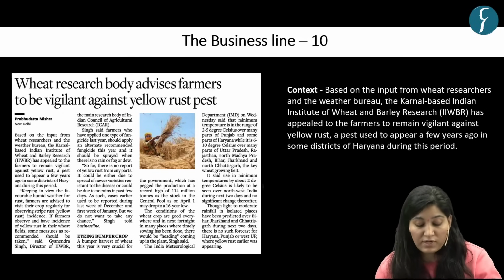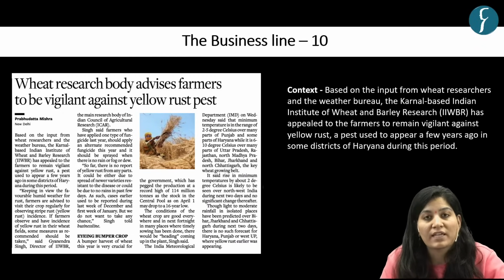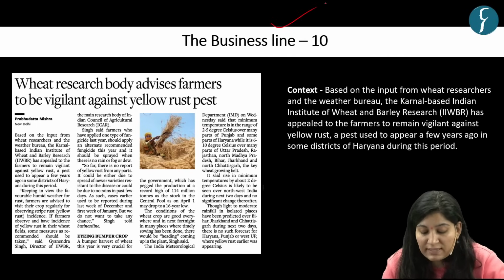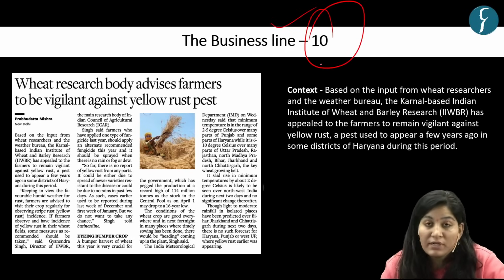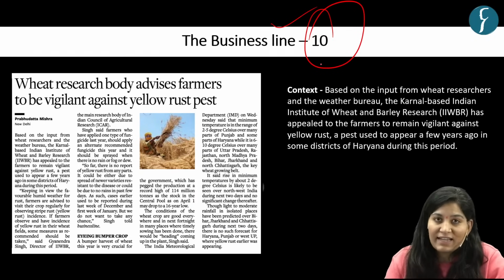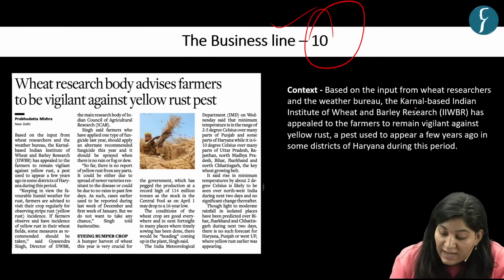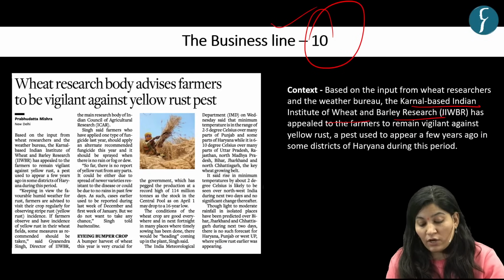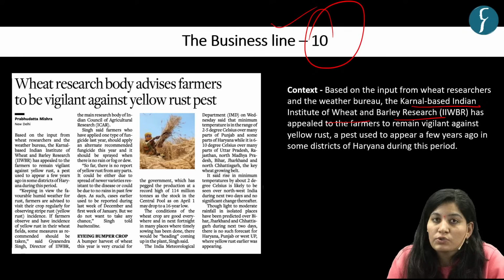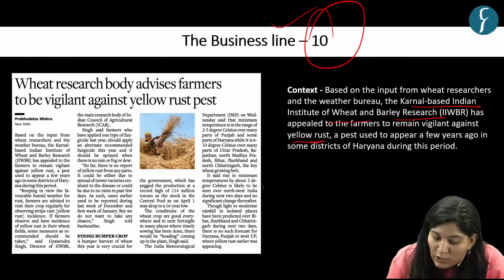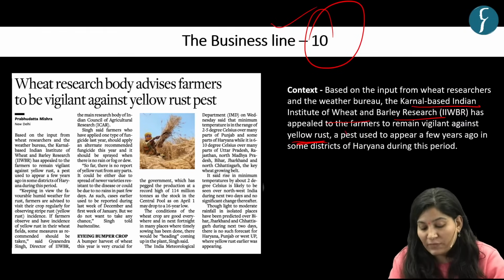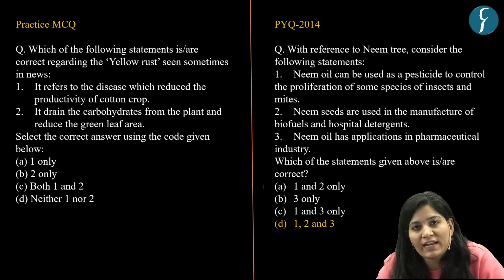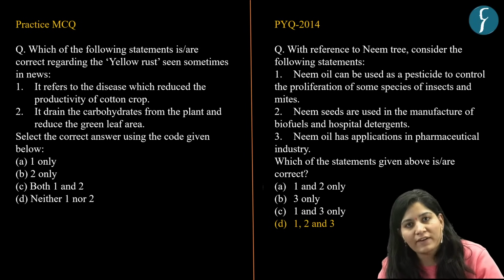Now, let's come to our next question, which is based on this news article. And this news article we have taken from the Business Line. It appeared on page number 10. So, the context is, as I told you, the Karnal-based Indian Institute of Wheat and Barley Research has warned farmers to remain vigilant against yellow rust. And it is a pest. Okay.